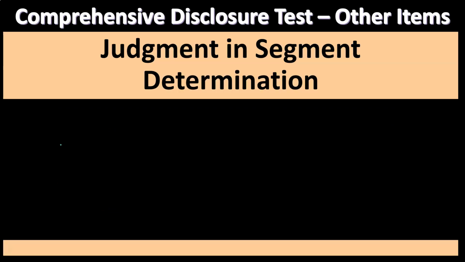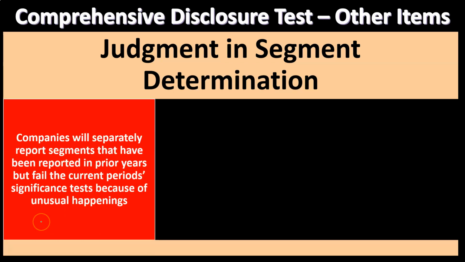Comprehensive disclosure test, other items. Judgment in segment determination. Companies will separately report segments that have been reported in prior years but fail the current period's significance tests because of unusual happenings. So in other words, if we had separately reported this segment in the prior year, then for comparability's sake, you would want it to be reported this year. But if it doesn't meet the 10% test, you might say, well, I shouldn't report it this year.